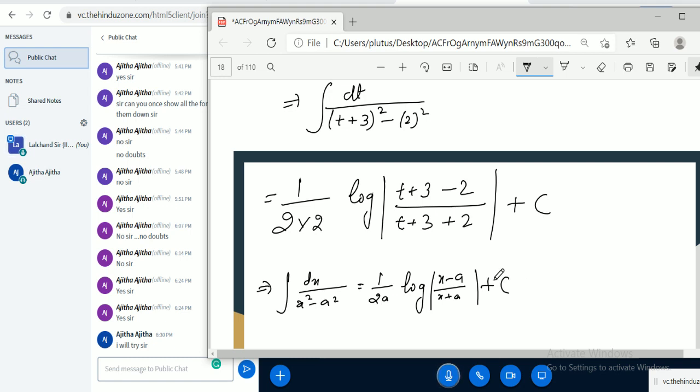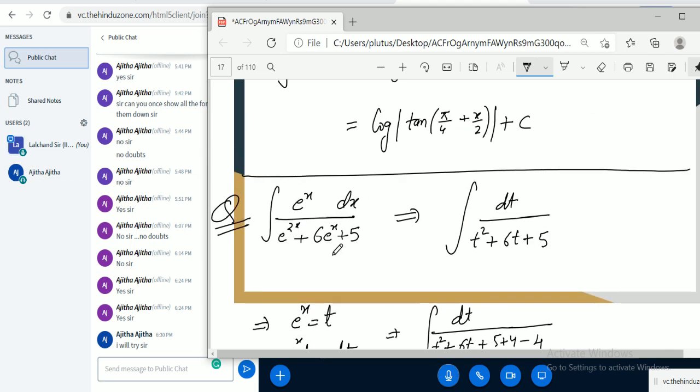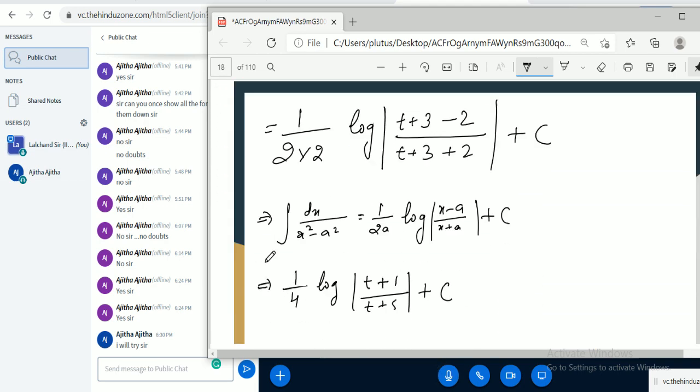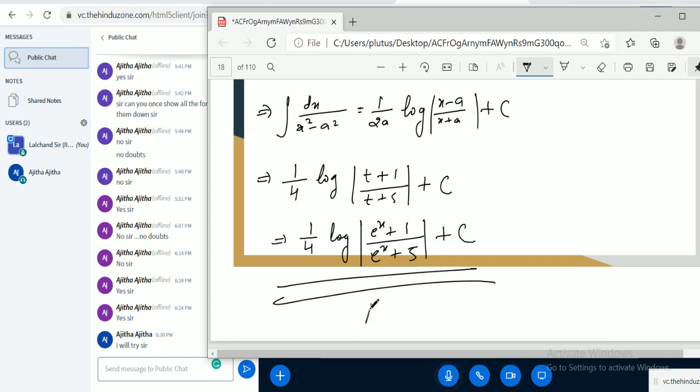Okay, so if we simplify this now, 1 by 4 log of t plus 1 over t plus 5 plus c. What is the value of t? t equals e to the power x here. So if we substitute e to the power x, then we have 1 by 4 log of e to the power x plus 1 over e to the power x plus 5 plus c. Okay, this is the final answer.